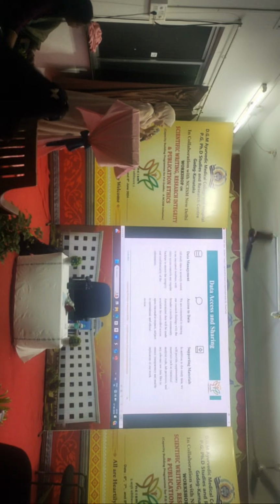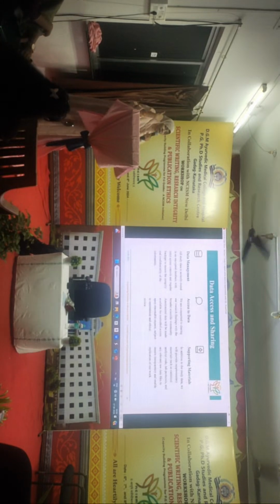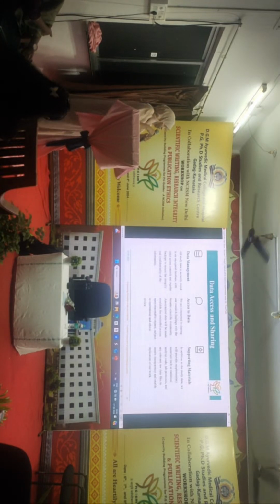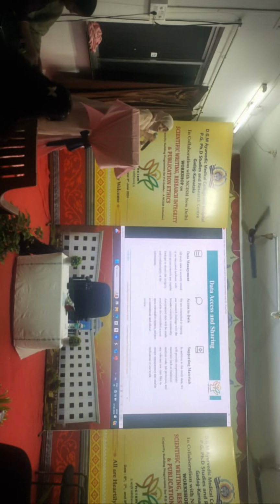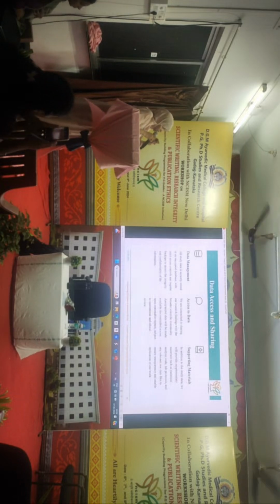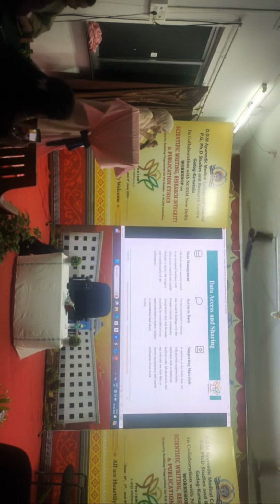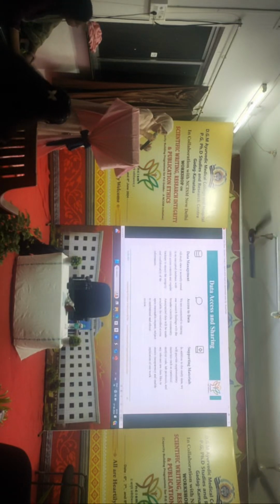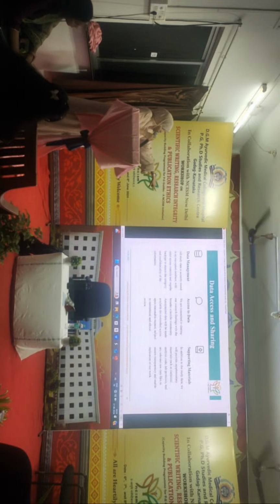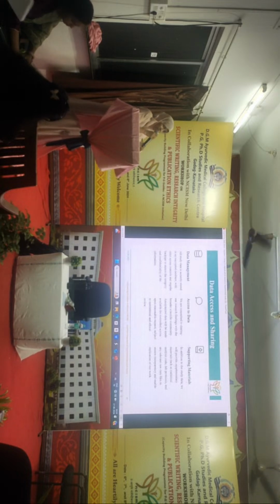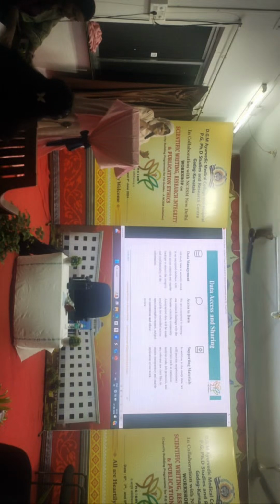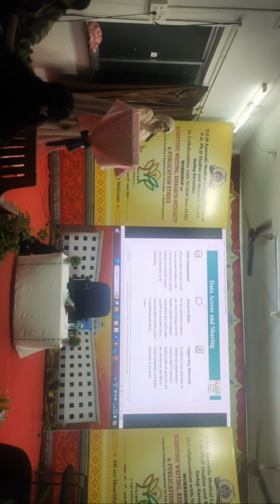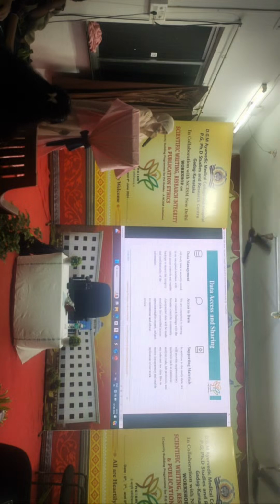Then the data access and sharing. For example, if any particular person after reading your paper gets back to you, then you should tell that we are committed to sharing our research findings with the broader scientific community. So if anyone reads your paper and comes back to you, then before that only you should tell, we will give access to the data for reasonable request. For example, if you want to conduct future research based on our research, then we will definitely provide the data. Next.